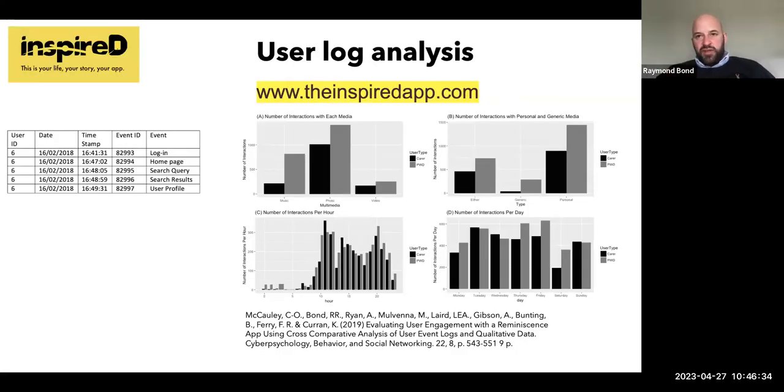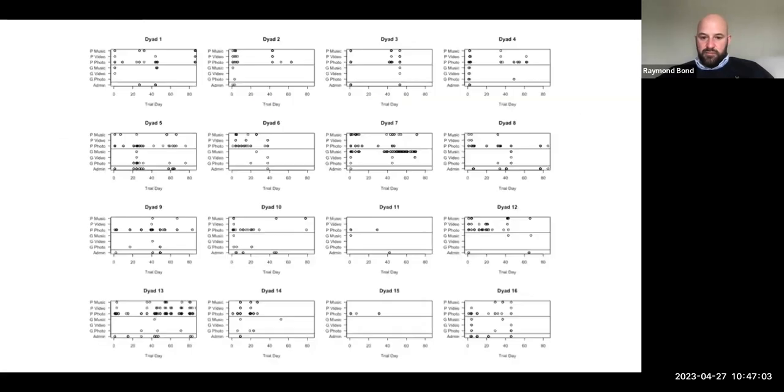But whilst people were using this reminiscing app, we logged all the interactions, and we were able to see that people reminisce in the morning just after 10 o'clock, in the afternoon around 3 o'clock, and in the evening around 8 o'clock. So there seems to be 3 peaks during the day when people prefer to reminisce. And you can also see that reminiscing does go down at the weekends, which is quite interesting as well.